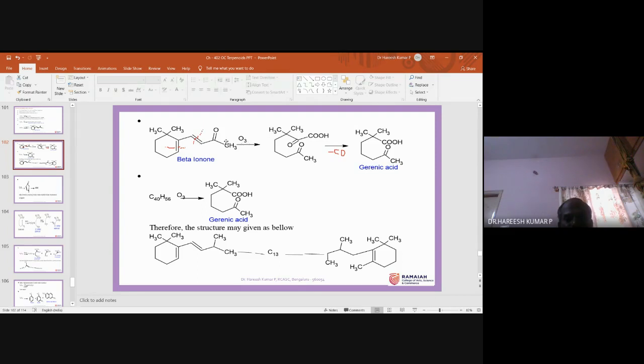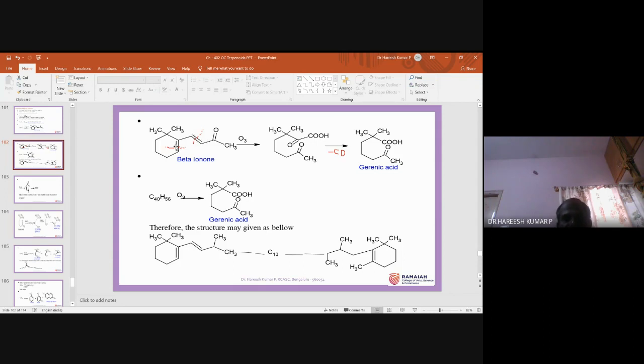I think you are aware of the application of ozone in the oxidation of double bonds. Initially it reacts with the double bond, forms an ozonide, and then breakage occurs, giving rise to COOH here, and of course here also COOH. Keto acid is the byproduct. Then the main product is this one, which is COOH.